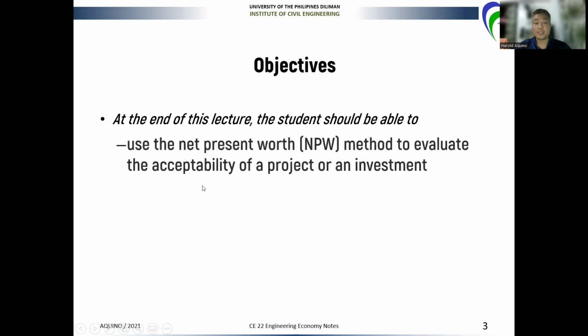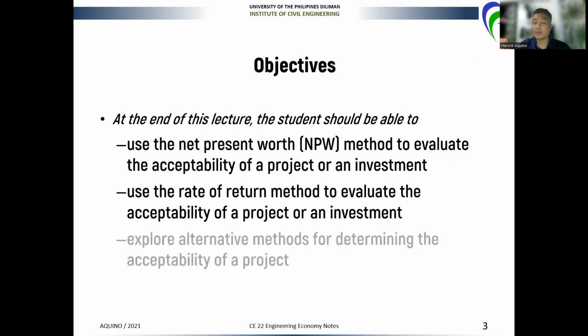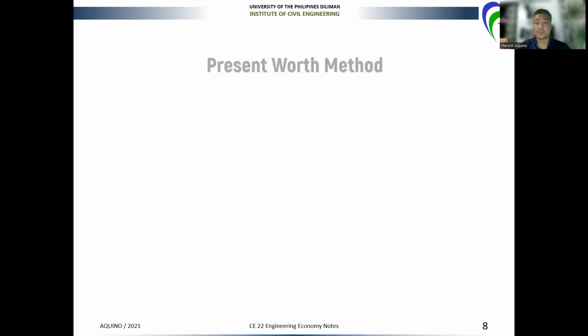So at the end of this lecture, you should be able to use the net present worth method to evaluate the acceptability of a project or an investment. Secondly, to use the rate of return method, specifically the IRR method, to evaluate the acceptability of a project or an investment. And then thirdly, we will also explore alternative methods that you can use to determine the acceptability of a project by evaluating its profitability. Let's head straight to it.